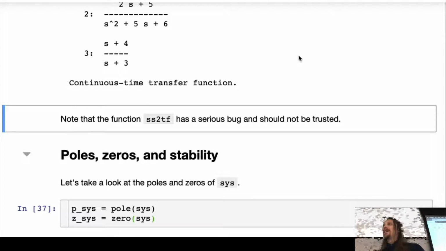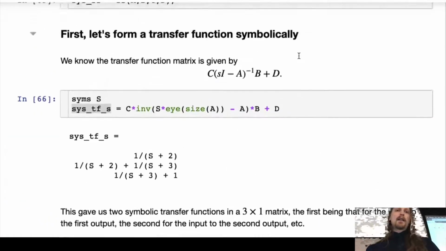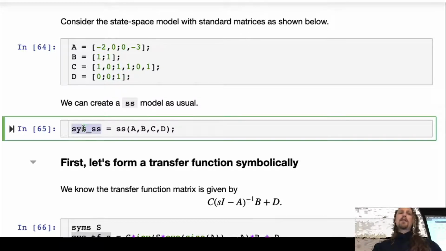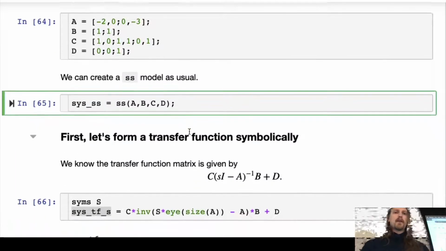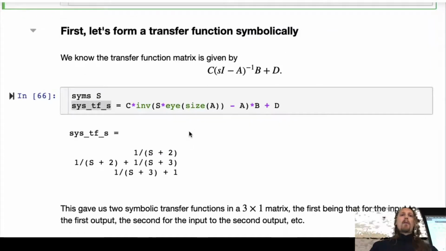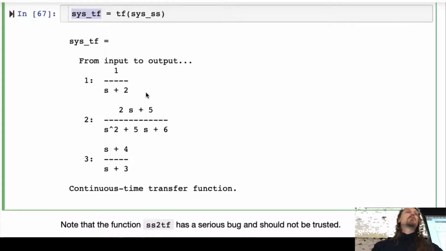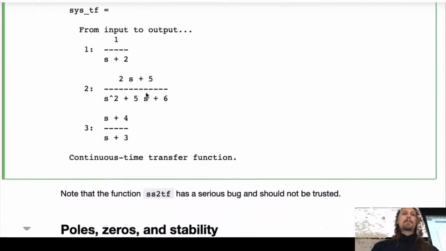So, yeah. Where did we define sys? Right here. Okay, I missed that. Yeah. So we've done this before, right? We've created a state space model by using the SS command and just giving it A, B, C, and D. Yeah. So, great. So we have two different ways. One of them gives us a transfer function model representation, which is great.